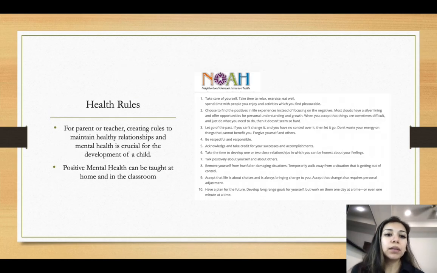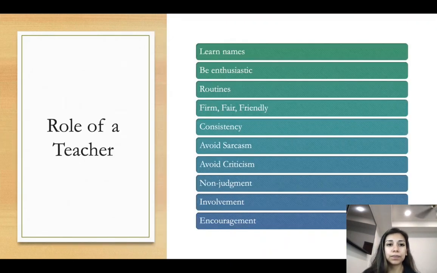And these are some healthy rules for a student, even family. This is important so that they can develop a healthy mindset. And I'll just name a few: taking care of yourself, finding time to relax, exercise, eating well, letting go of the past, be respectful, talk positively about yourself and about others. Now that's a big one. Remove yourself from hurtful or damaging situations and have a plan for the future.